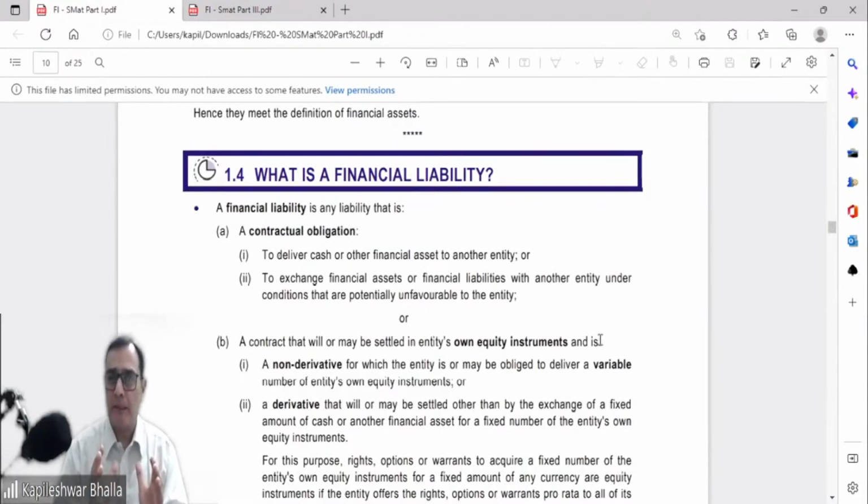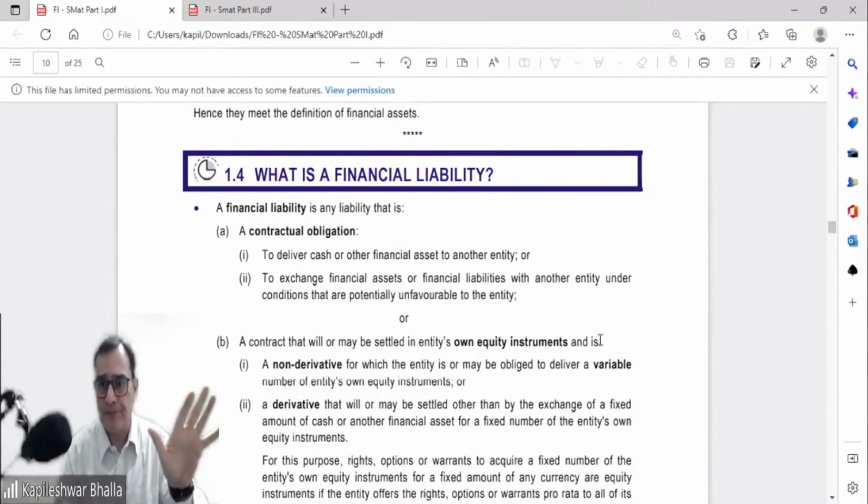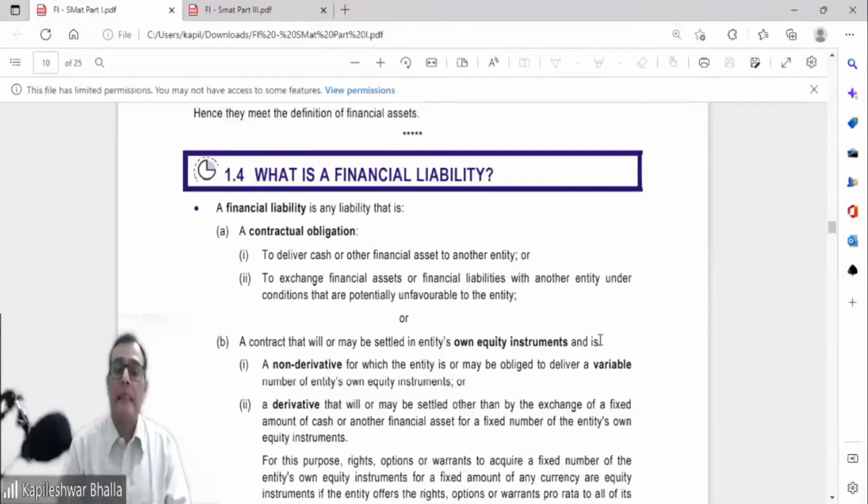I think I have made myself very clear on step number 1: you have to focus on whether there is an obligation which is contractual in nature. If you say yes, we go to step number 2. If you say no, then the standard is not applicable. Let's now move further in the definition. I'm looking back at the definition and it says a contractual obligation, clause A, subclause 1, to deliver cash. Don't read further. It says a contractual obligation to deliver cash.